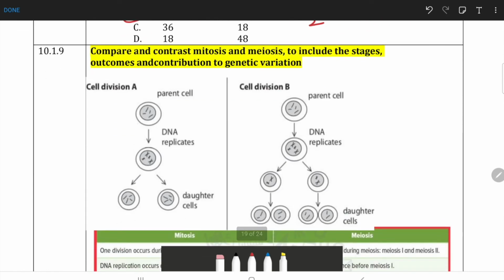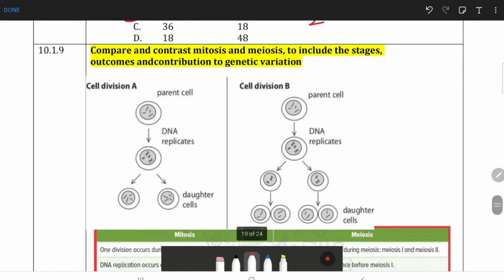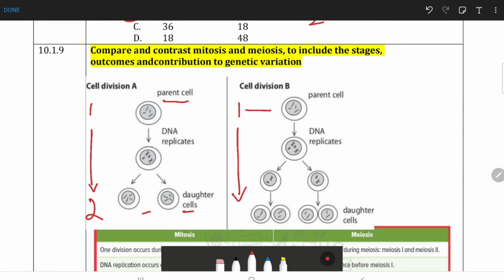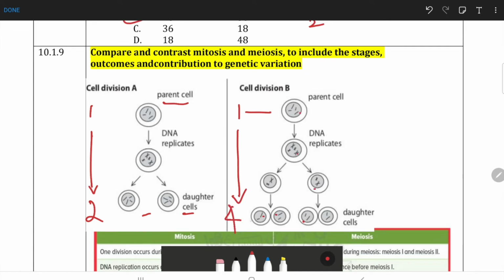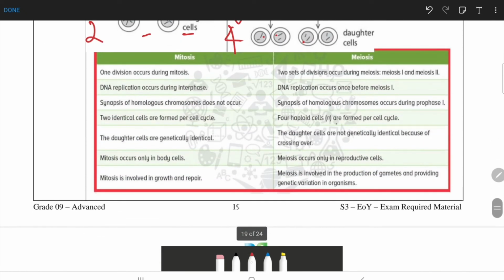Compare and contrast mitosis and meiosis, include their stages and outcome. You can easily look over here: in mitosis the parent cell divides into two cells, but over here one cell divides into four new daughter cells. Each daughter cell has half the chromosome number if it is a gamete. One division occurs during mitosis, but over here we have two divisions, meiosis 1 and meiosis 2.